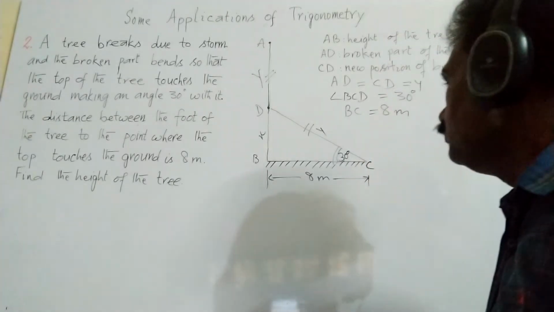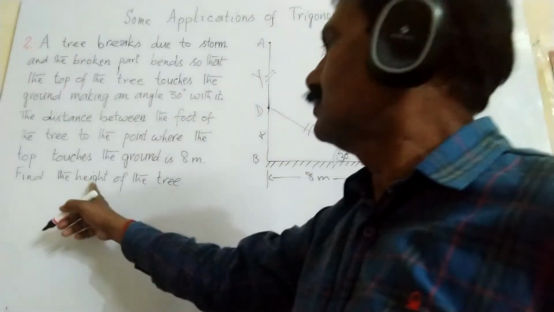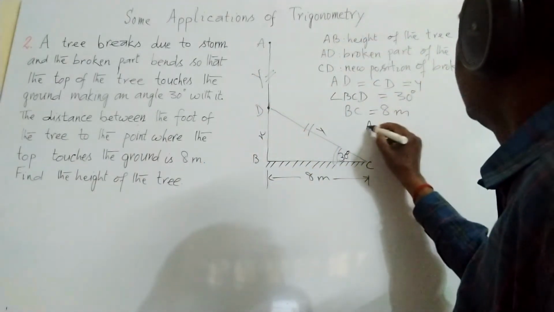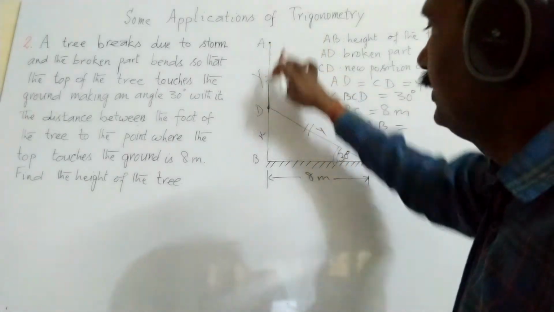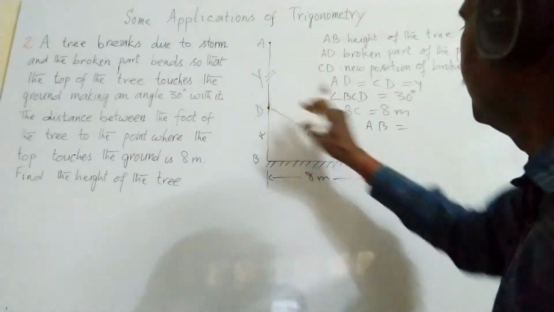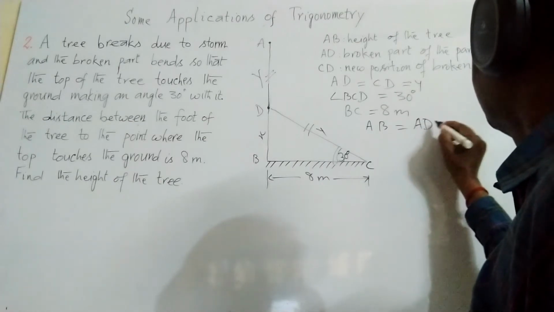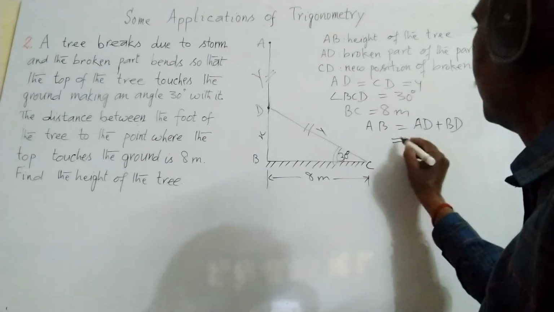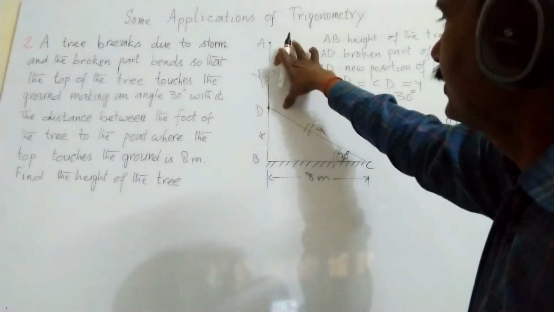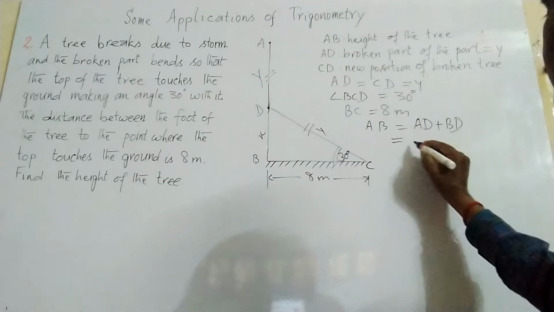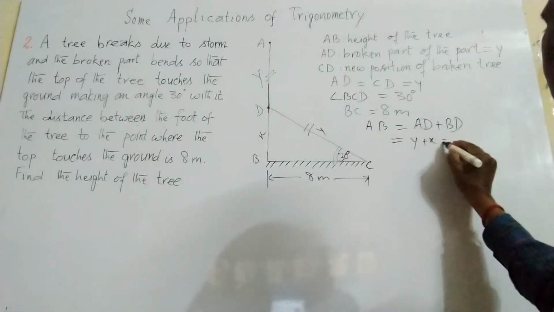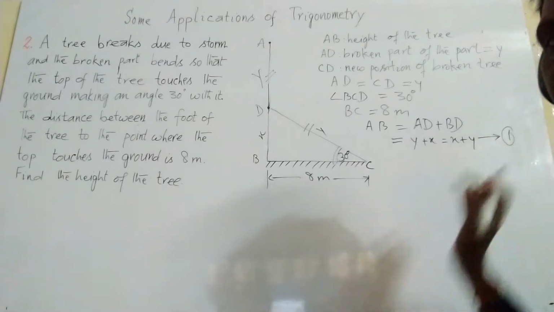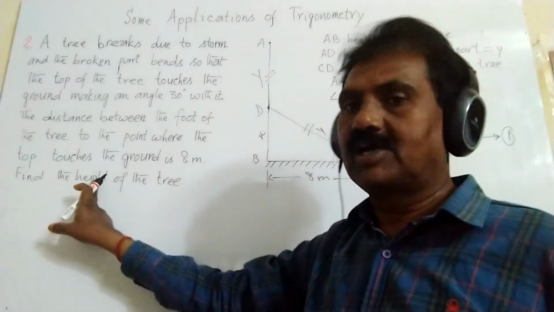Then we have to find the height of the tree. Height of the tree is AB. Now AB is equal to AD plus BD. AD is y and BD is x, so this is y plus x, or x plus y. It means we have to find out the values of x and y. Then we will be able to find the height of the tree.